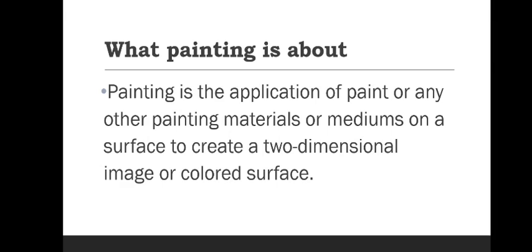Painting. What is painting about? Painting is the application of paint or any other painting materials or mediums on a surface to create a two-dimensional image or colored surface. Painting not only makes use of different materials but also a variety of approaches or styles. A finished product is also referred to by the word painting.